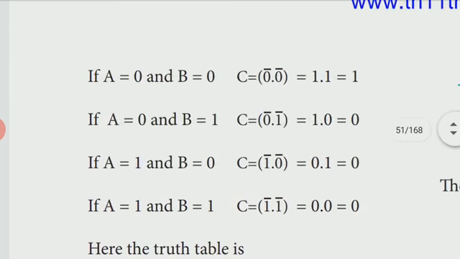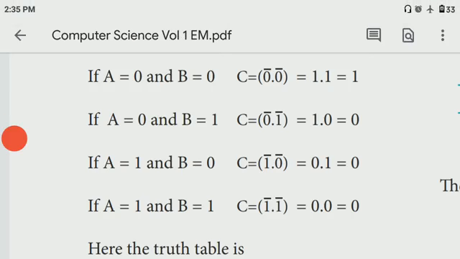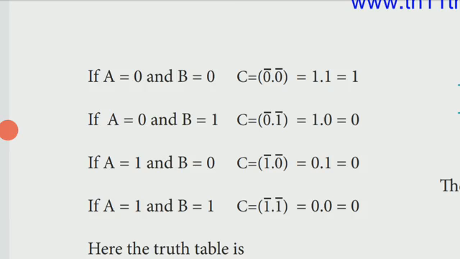Here they gave 0 1 0 1. How they calculated the output is, first we want to take the complement value, that is C equal to, first A complement is 0 complement dot 0 complement. So, 0 complement becomes 1, again it becomes 1. So, 1 into 1, that is using the AND gate, it becomes 1.